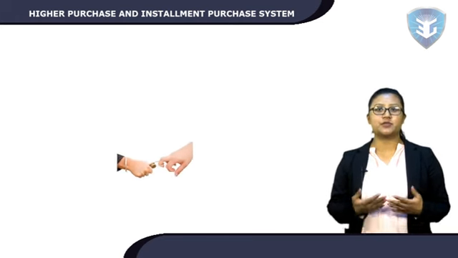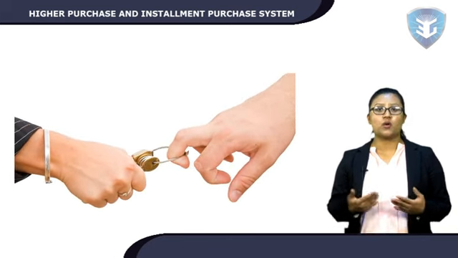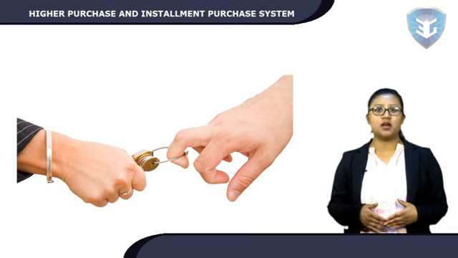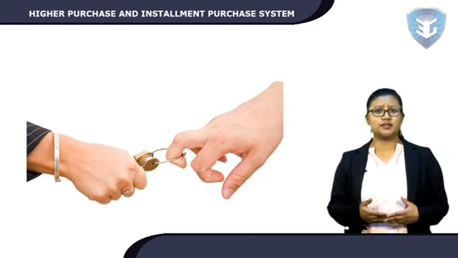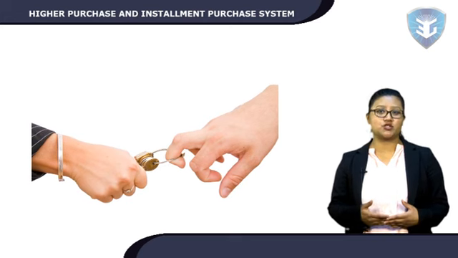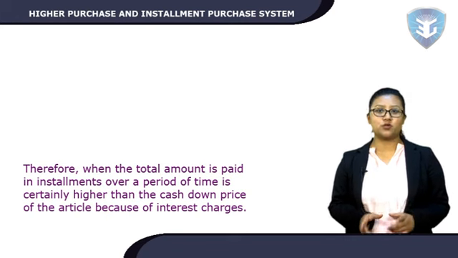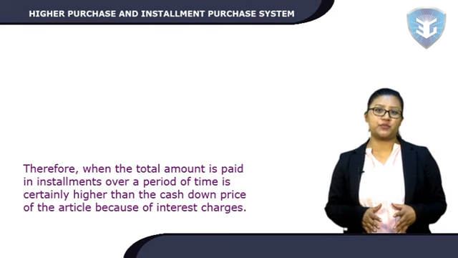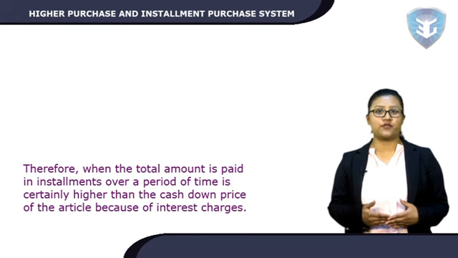Here, the customer pays the entire amount either in monthly or quarterly or yearly installments, while the asset remains the property of the seller until the buyer squares up his entire liability. For the seller, the agreed installments include his interest on the asset given on credit to the purchaser. Therefore, the total amount paid in installments over a period of time is certainly higher than the cash down price of the article because of interest charges.